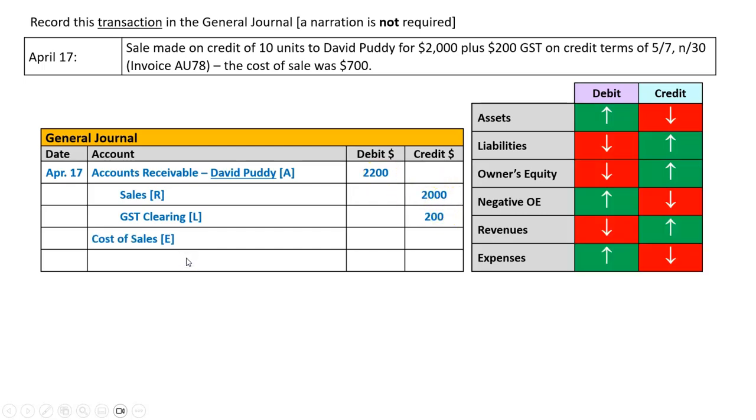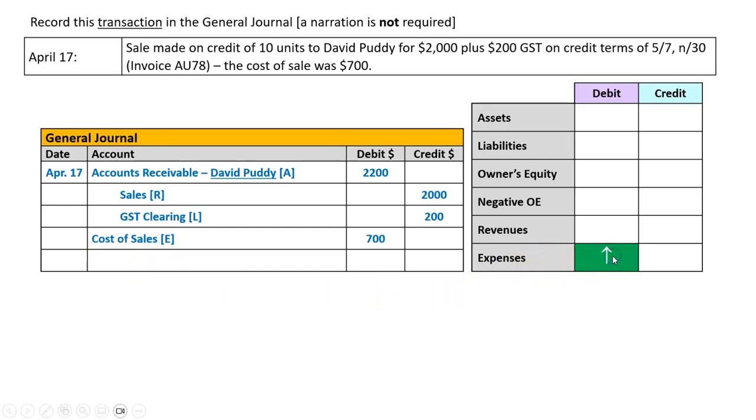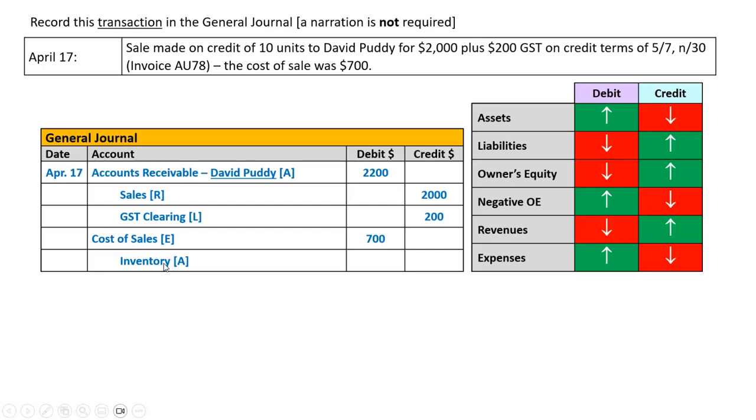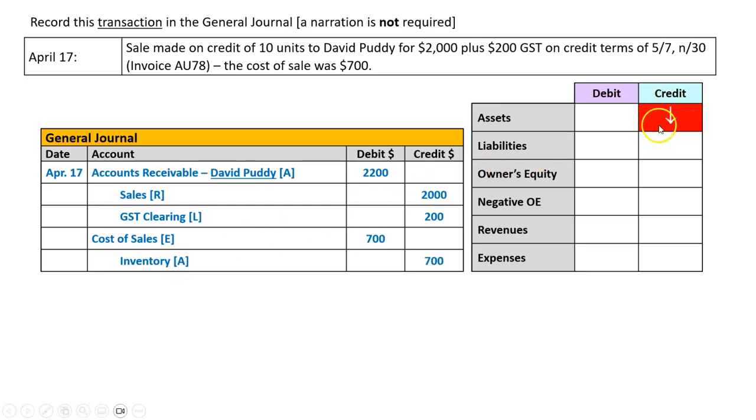But we need to consider the cost of sale. To make this sale, we had to sacrifice some economic resources, and that represents itself in something called a cost of sale expense, and that is going up. So when an expense goes up, that's a debit. And the thing we actually had to give up today was inventory. We had to give inventory to the customer. So an asset called inventory went down. So when that happens, that's a credit. And that's a transaction we've been doing for some time.